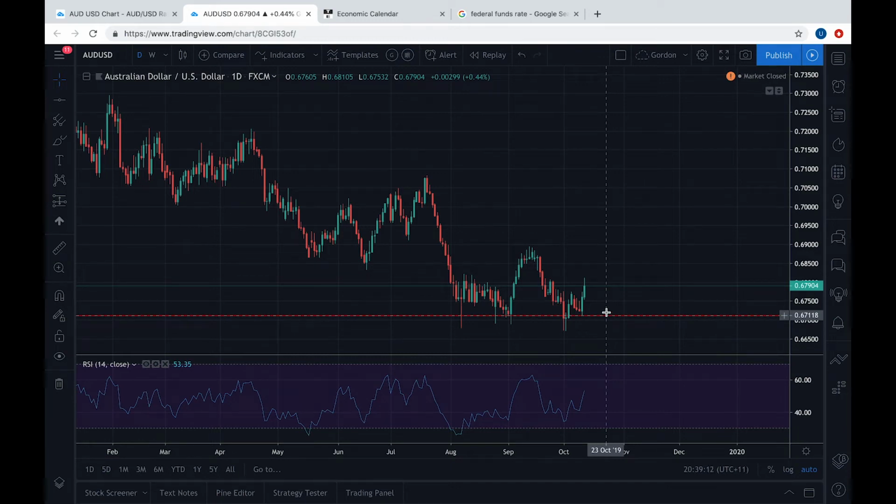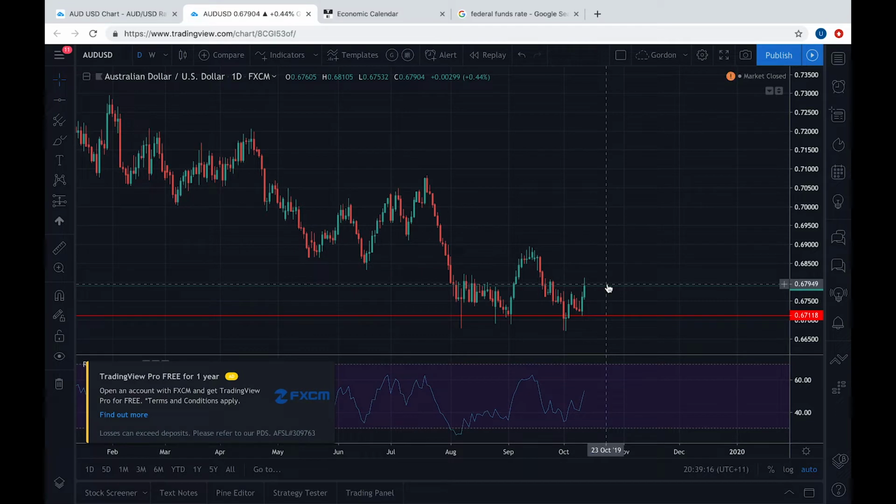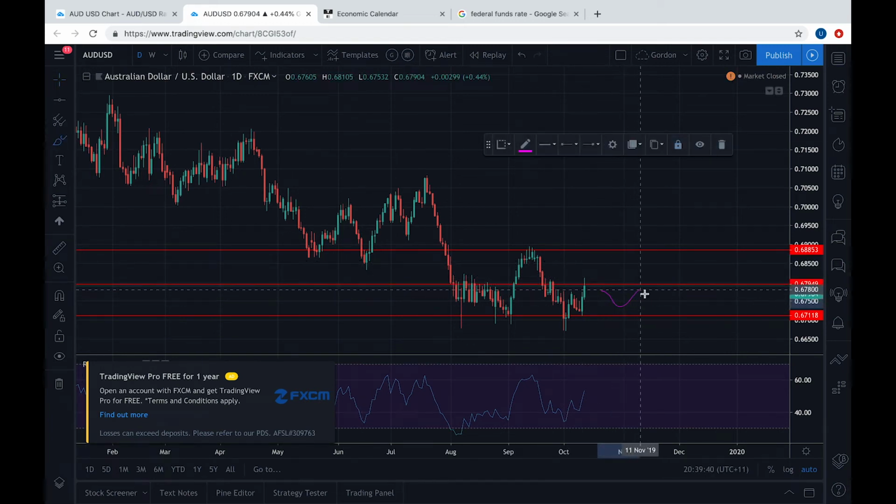And as we'll see, it retested the 67.95 level, and on a break above that, we could see the Aussie head towards the 68.85 level. Looking at the bearish scenario, on a break below 67.94, we could see it trade in the range of the support and resistance.